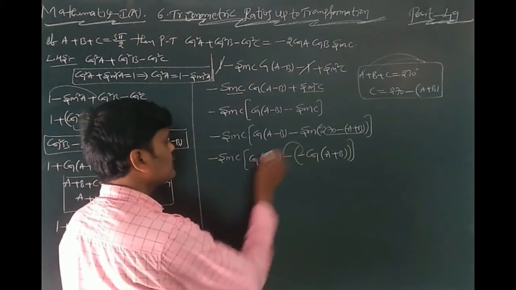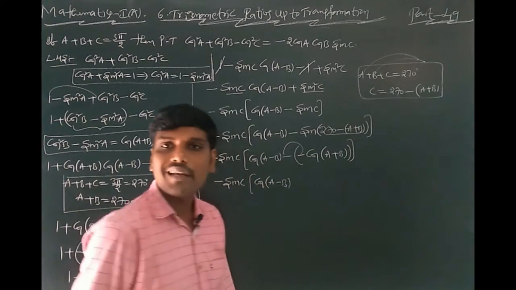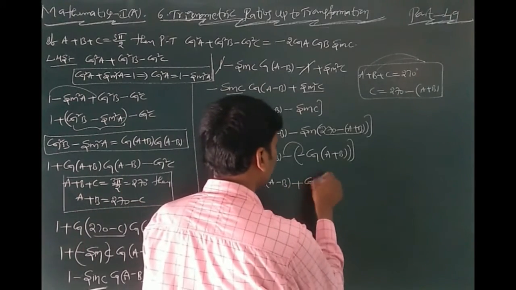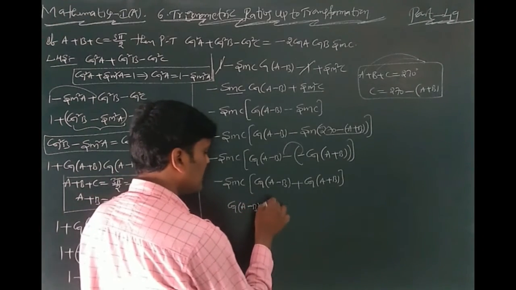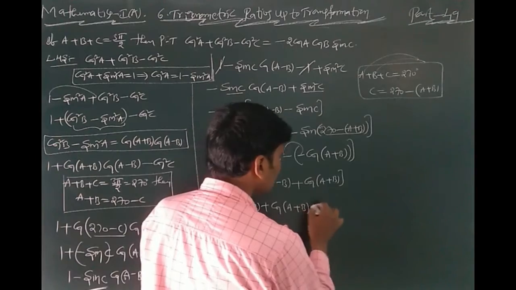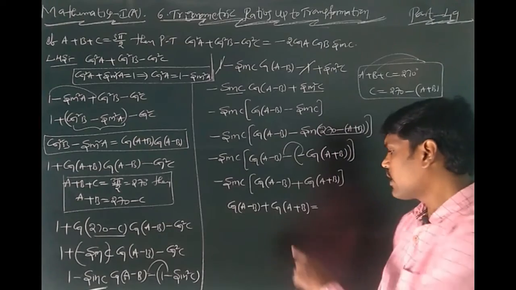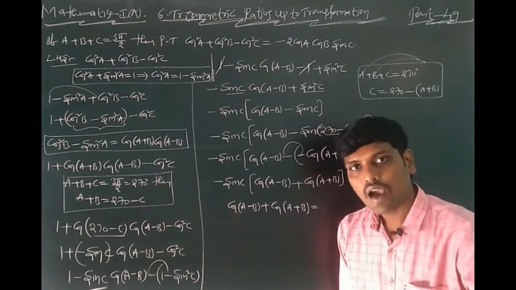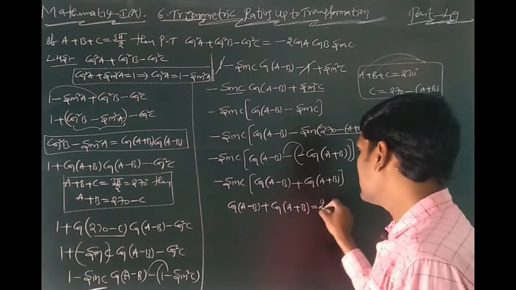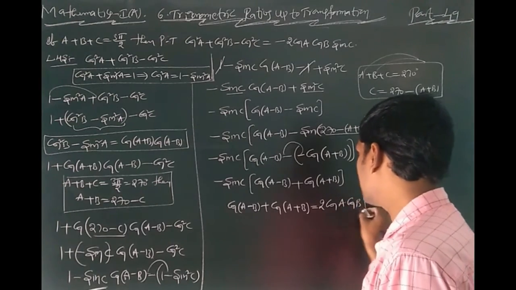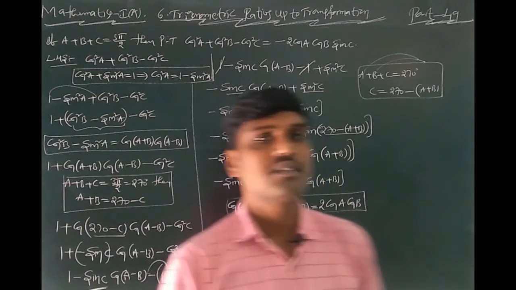After that you can write minus into minus what? Plus 2 sin c cos of a minus b. Minus into minus gives plus cos of a plus b. You know that cos of a minus b plus cos of a plus b can also be written as cos of a plus b plus cos of a minus b, having the same meaning. What is that formula? 2 cos a cos b.